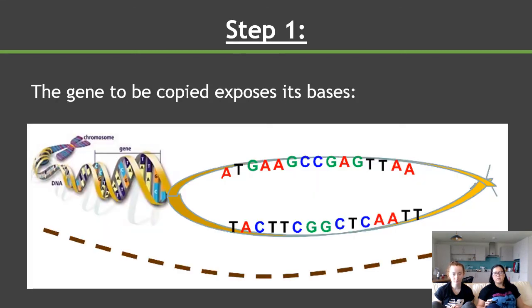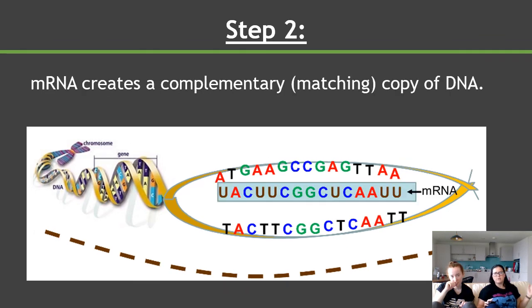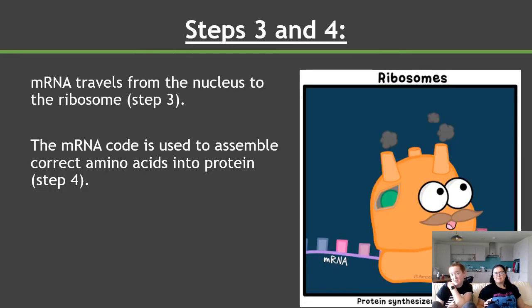So the gene to be copied exposes bases. So what we have here, we have the chromosome, the DNA. The DNA has unwound at a specific gene, so not the entire chromosome is unwound, and it's exposed all of these DNA base codes. The mRNA will then create a complementary, so a matching copy of the DNA. So you can see that's appeared here. It's got all the matching bases, except this is wrong because it's got U's instead of T's. That's a higher idea. Don't worry about it. It's just looking for a complementary copy. So where it says U, imagine it says T for thymine.